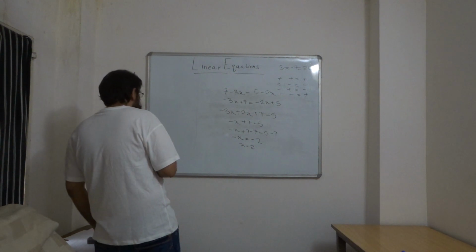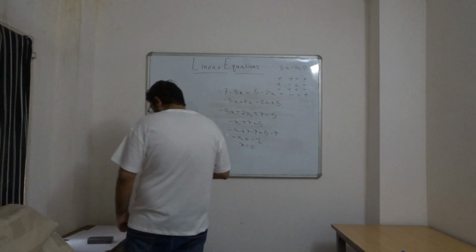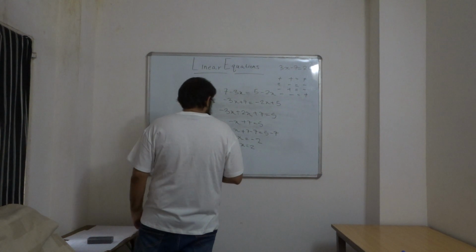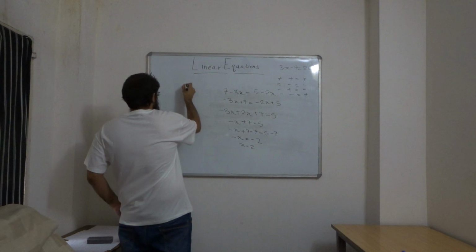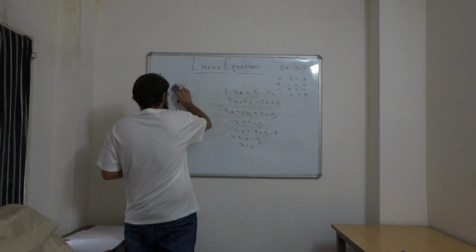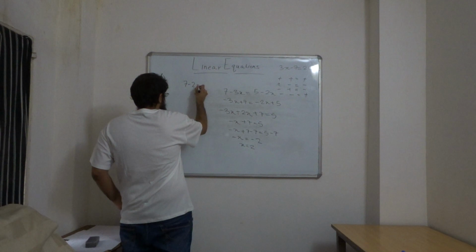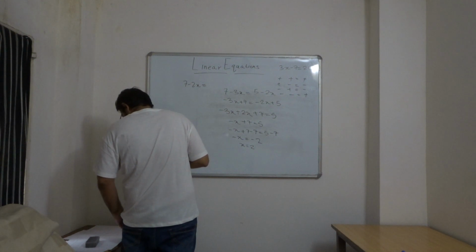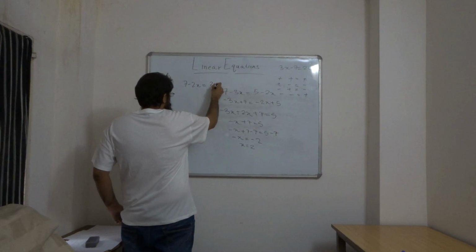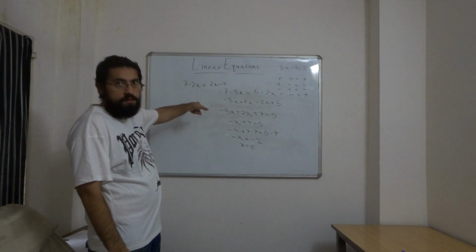So now let's do another question. I want you to do another question. I'll just write it here. Sorry about this, guys. 7 minus 2x equals 2x minus 7. Okay? 7 minus 2x equals 2x minus 7.